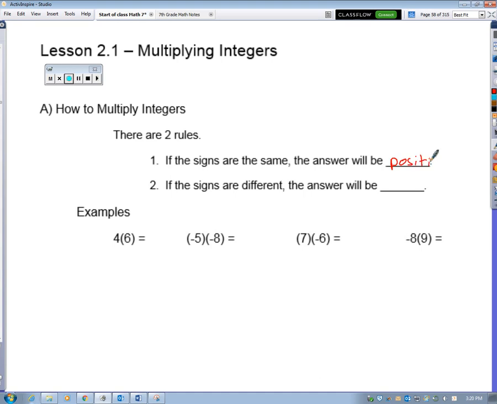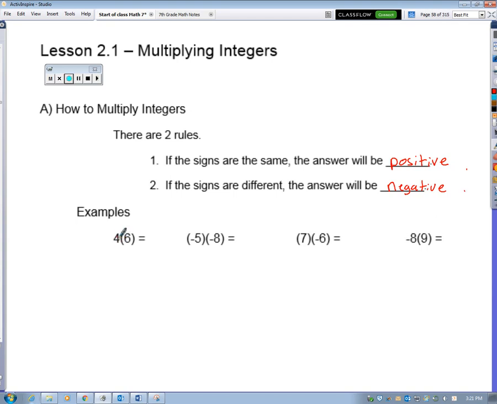Okay, if the signs are the same, the answer is going to be positive. Number two, if the signs are different, the answer will be negative. Alright, that is it. That's our two rules. We're just going to multiply like normal, and then we're just going to either make it positive or negative. Let's take a look at a few examples.